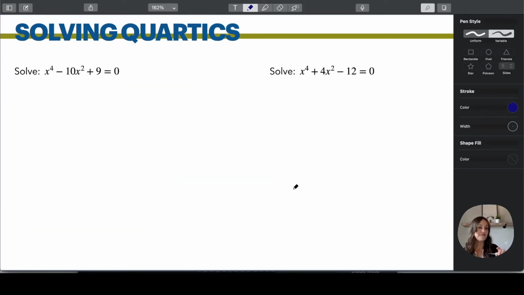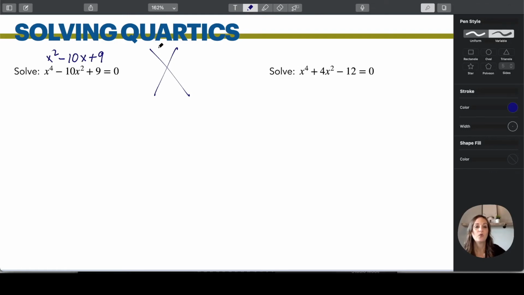So now that we have factored, now we can solve. So let's think of this again in terms of x squared minus 10x plus 9. If we were to do that, we would do the big X, what multiplies to give you 9 and adds to give you negative 10. And the answer is negative 9 and negative 1. So we would have minus 9 and minus 1. But instead of it being just x minus 9 and x minus 1, because this is an x to the fourth and x squared, it would be x squared minus 9 and x squared minus 1.